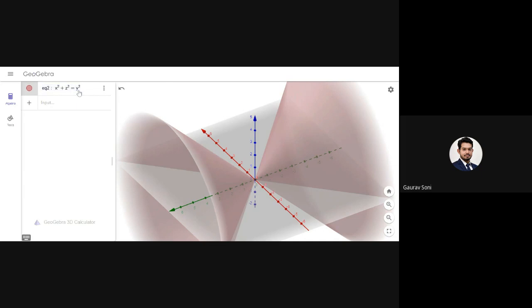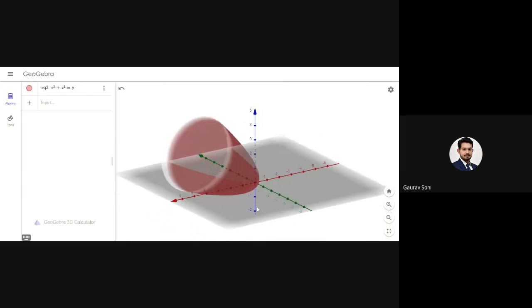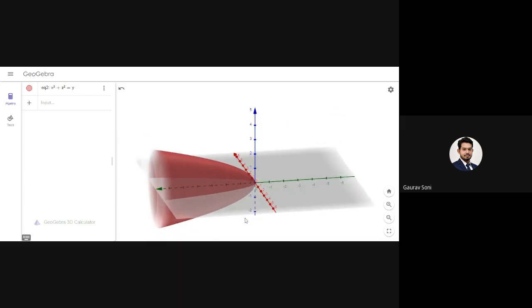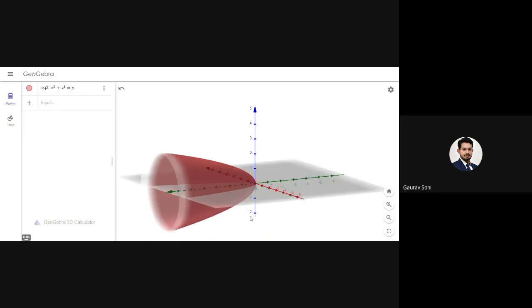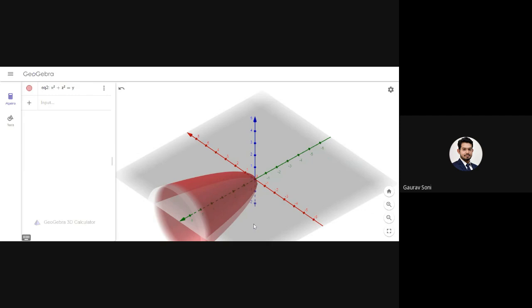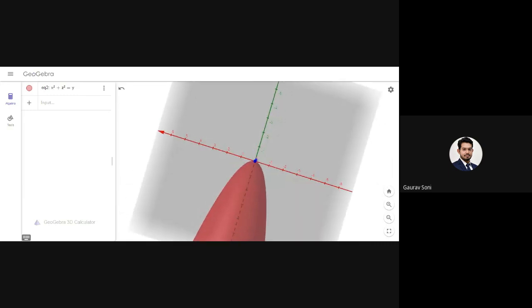Now let's make a change in this. Remove the square, the paraboloid. X square plus z square equal to y. So again, at y equal to 0 point, y equal to 1 circle, and circles are there. And if I want to see what is happening on the yz plane, I'll put x equal to 0 and you will get a parabola like this. Okay.